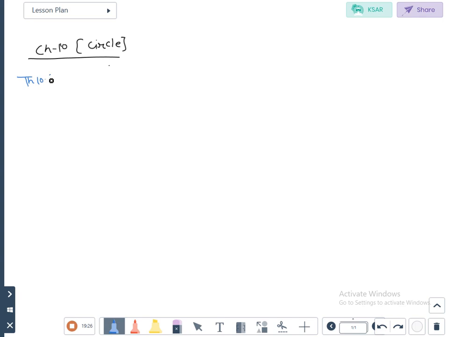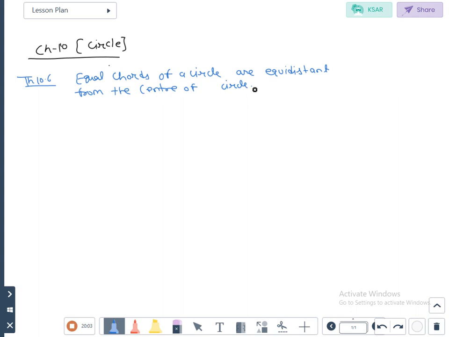So theorem 10.6. The statement of theorem 10.6 is that equal chords of a circle are equidistant from the center of the circle.